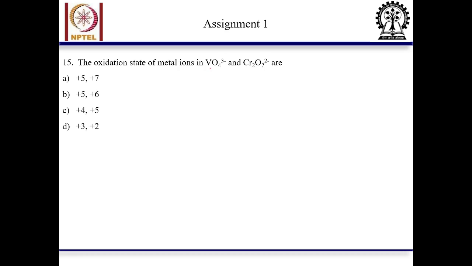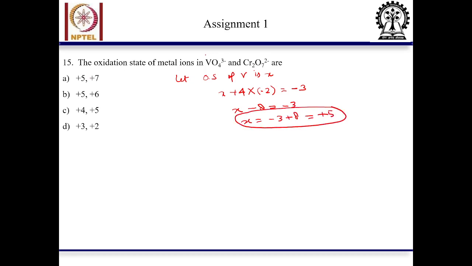Suppose the oxidation state of vanadium is X. So we have X plus 4 oxygens. Oxygen in oxide is basically minus 2, and the charge on the ion is minus 3. So X minus 8 is equal to minus 3, so X is equal to minus 3 plus 8, basically plus 5. So for vanadium it is plus 5.